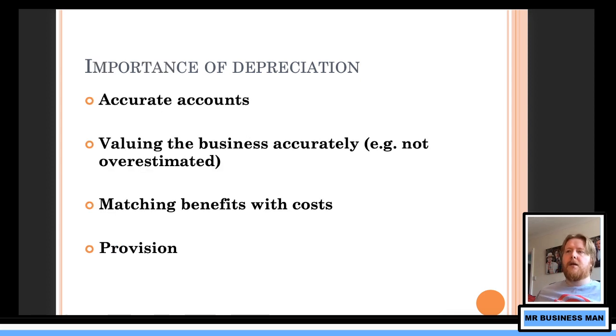Okay. So the importance of depreciation: we've got accurate accounts. That's one thing. Valuing the business accurately, not overestimated, not underestimated. We want to get it as good as we can. Matching benefits with costs, and provision, in terms of do we actually have the ability to meet whatever we need to do? Do we actually have the assets to enable us to do things as well?